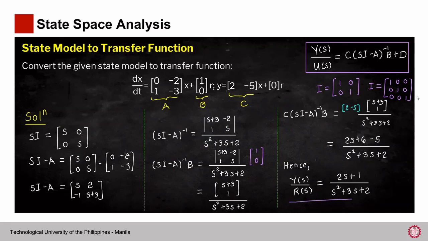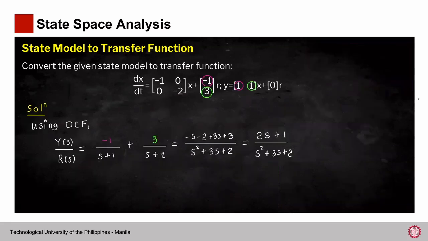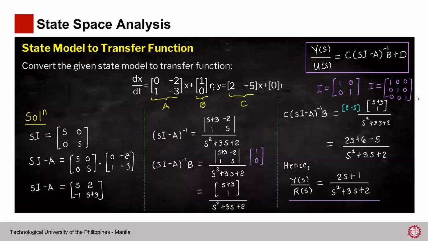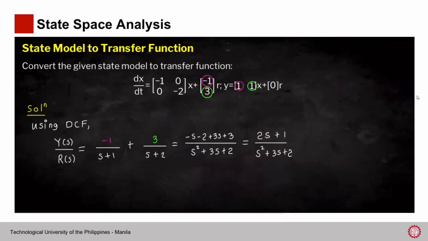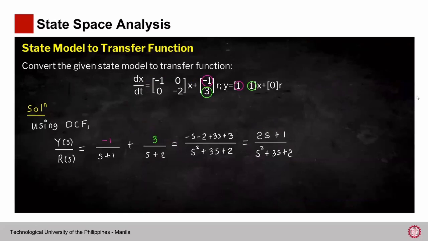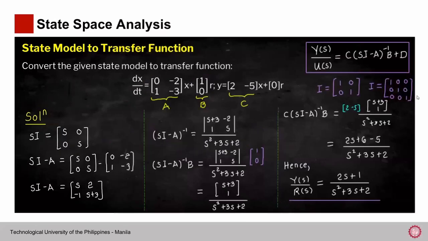Alright. It's the same as earlier, which means our answer is correct. Actually, all three of these have the same transfer function. This is to show you guys that the state model is not unique, but the transfer function is. The first one we solved using the controllable canonical form. The second one using the diagonal canonical form. And the third one is just the normal one, without a standard form.